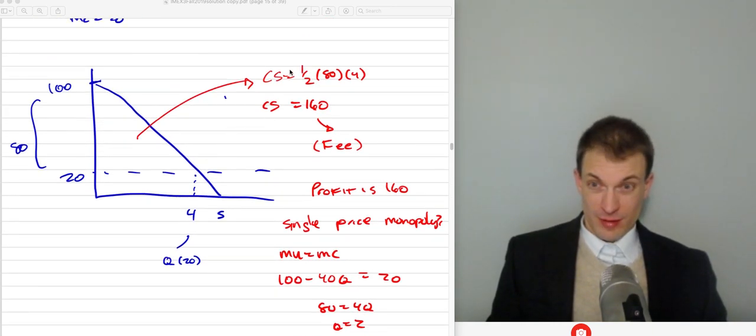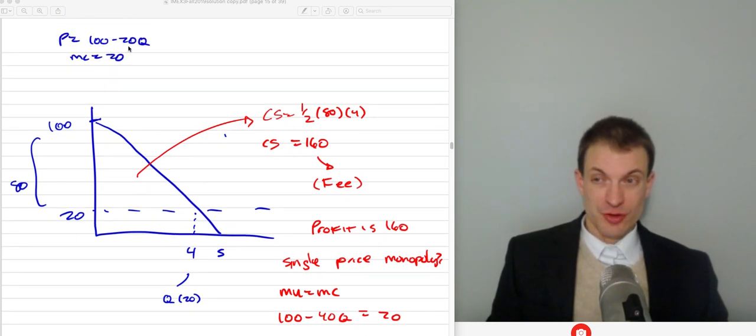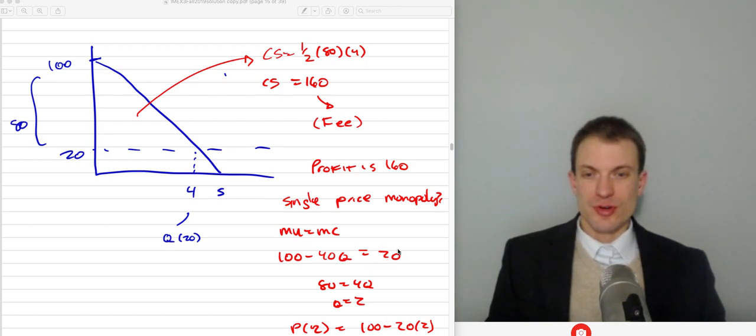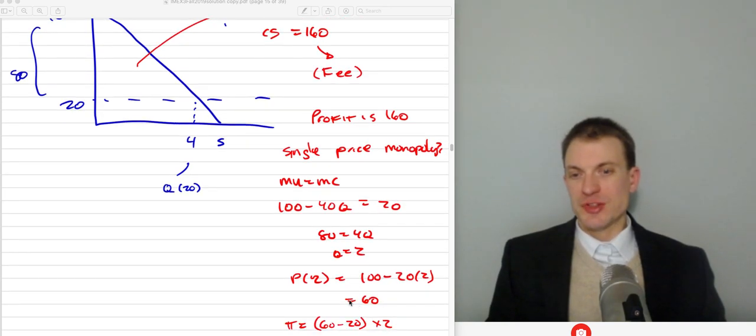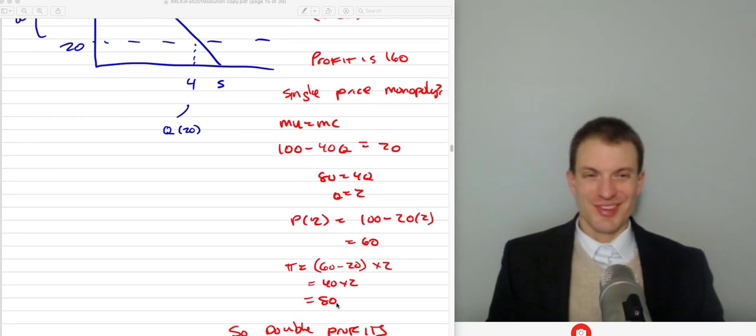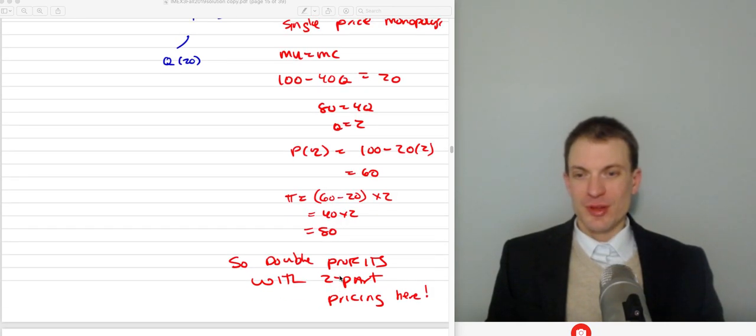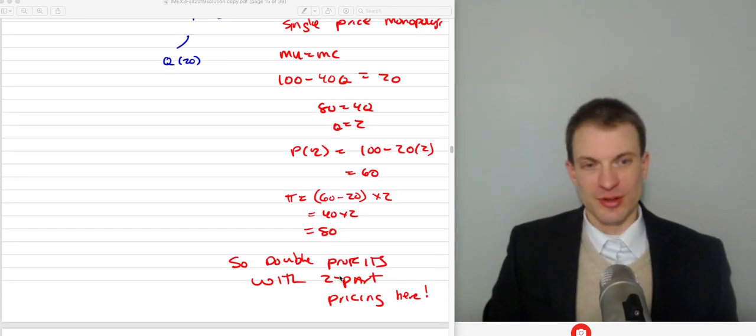So if my inverse demand was 100 minus 20Q, then my marginal revenue is going to be 100 minus 40Q, set equal to marginal cost of 20. So that's going to be a quantity of 2 and a price of 60. The associated profits, 80, right? Profits is going to be price minus cost times the 2 units, or 40 times 2, or 80. So you're actually doubling the profits with the two-part pricing scheme here.